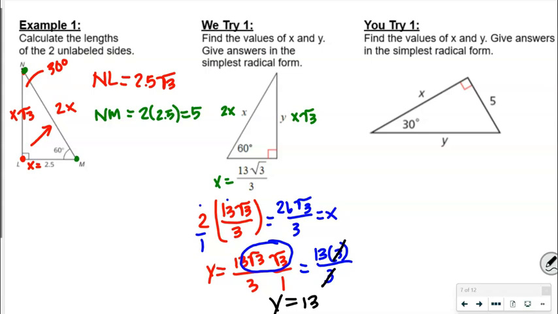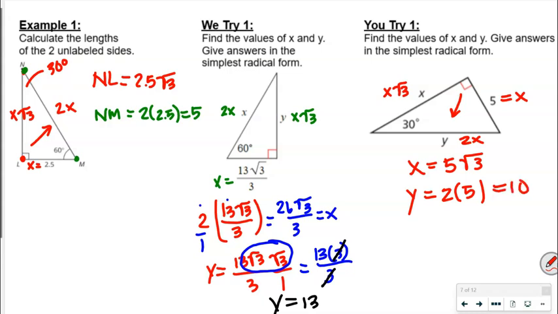Okay? All right, let's see if you can do the you try. Come back to me when you're done. So once again, we're going to label these sides. So this is going to be our x. This is our hypotenuse, right? So this is going to be our 2x. And this is our long leg over here. So this is x square root of 3, right? So what are we going to do? We're just going to plug these in. So for x, we're just going to say 5 times the square root of 3. Boom, done, right? For y, we're just doing 2 times our 5. So that's just 10, okay?